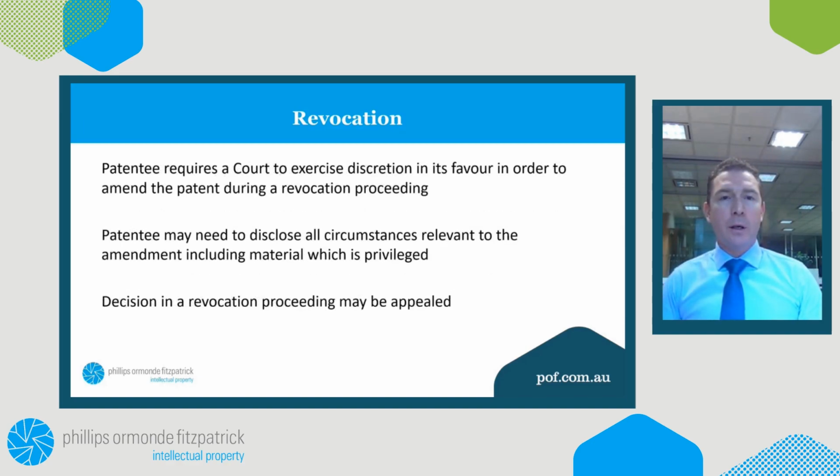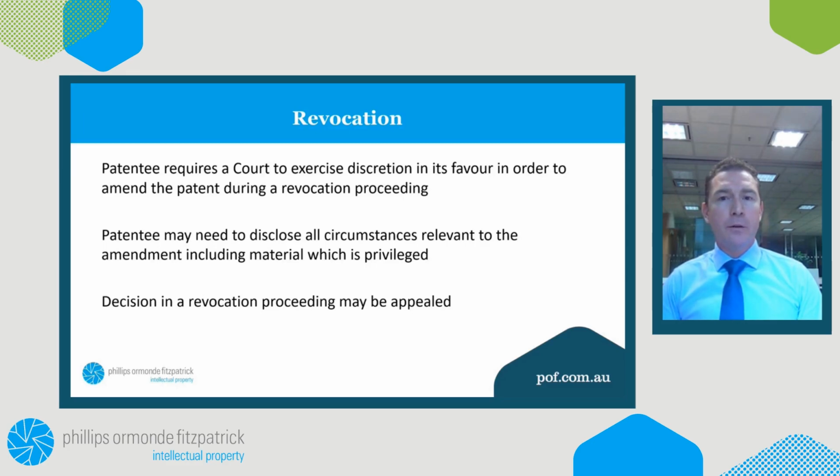An important difference between a revocation proceeding before the court and an action before the Patent Office is that in revocation proceedings, a patentee requires an order from the court in order to make an amendment to the patent. Unlike the Patent Office, the court has discretion to refuse an amendment, even if it meets the formal requirements of allowability. A patentee seeking to have the court exercise its discretion in its favour to make an amendment will typically need to disclose all of the relevant circumstances surrounding the application to amend, and that includes material which might ordinarily be the subject of attorney-client privilege. And a failure to disclose that information could result in the court refusing to make the amendment.